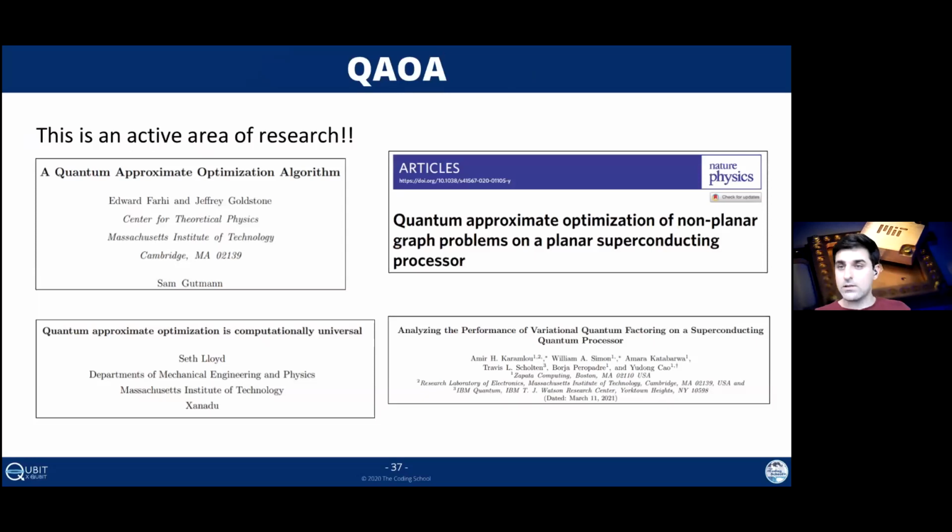Now, QAOA is also an active area of research. The algorithm was actually first introduced in only 2014. So less than a decade ago, like 7 years ago at this point.